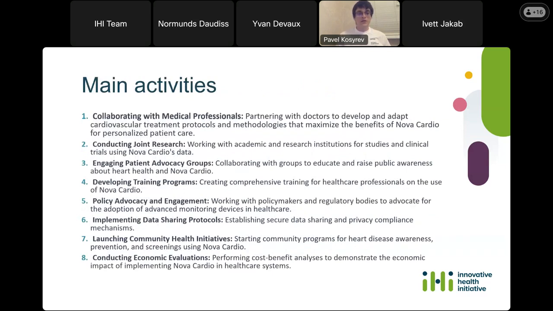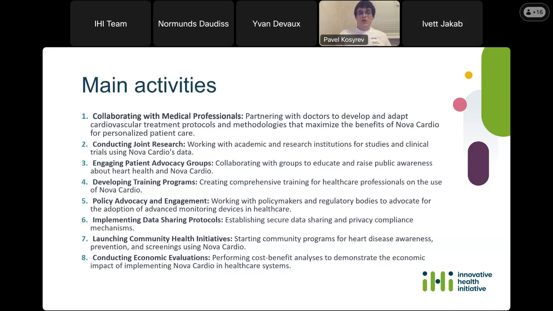So our main activities in terms of moving along, it's of course collaborating with medical professionals and seeing how those types of devices and NovoCardio can be integrated into personalized patient care. Conducting joint research with research institutions and clinical studies to see how far the technology can be pushed. Engaging with patient advocacy groups, collaborating groups to educate and raise public awareness that heart health is not only about going to the hospital, but you can actually self-manage it, and do a lot of work by yourself.